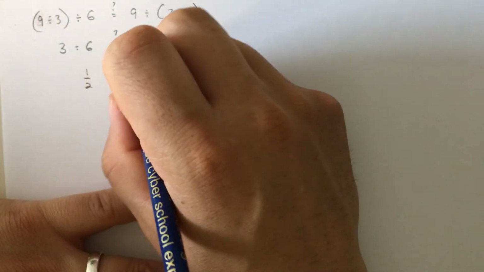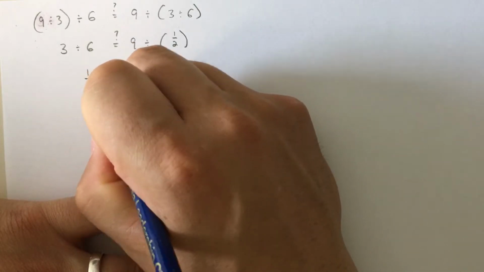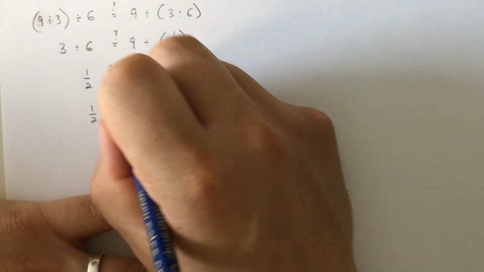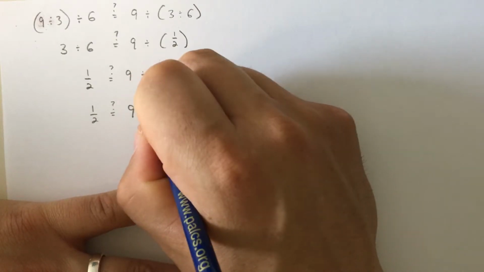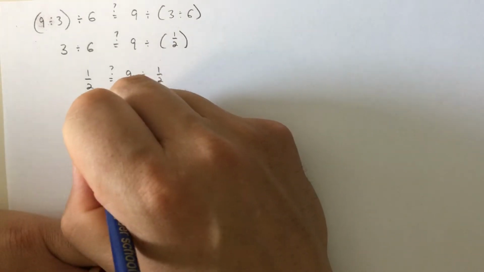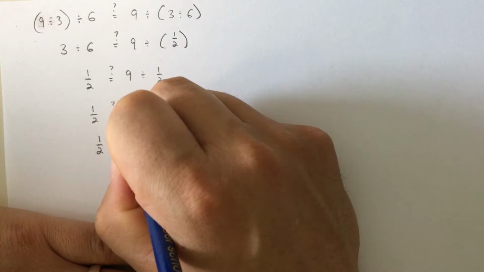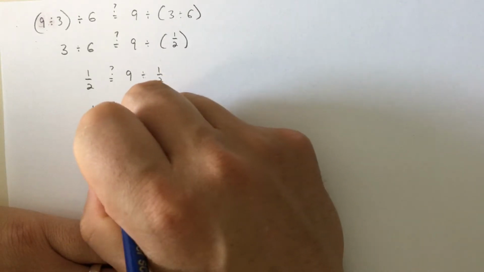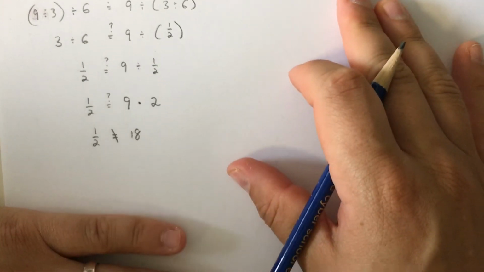Remember that when we're working with division of fractions, we have to keep, change division to multiplication, and flip. 1 over 2 becomes 2 over 1. So what we get is 1/2 versus 9 times 2, 18. They're not equal. So we see how that doesn't work in this instance.